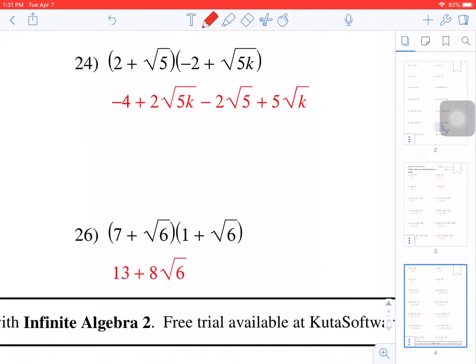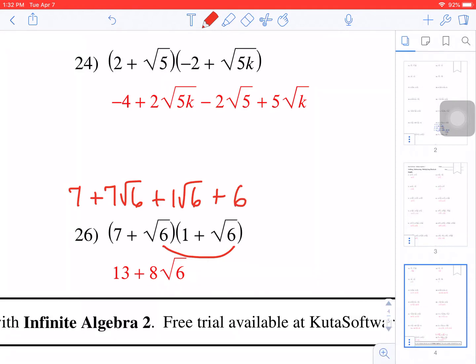If we FOIL that, we're doing 7 times 1, that's 7. Your outers would be 7 times the square root of 6, that's 7 root 6. Your inners would be 1 times the square root of 6, that's just 1 square root of 6. And then the last would be the square root of 6 times the square root of 6. That's the square root of 36, but we don't really write it like that. You just write it like 6.